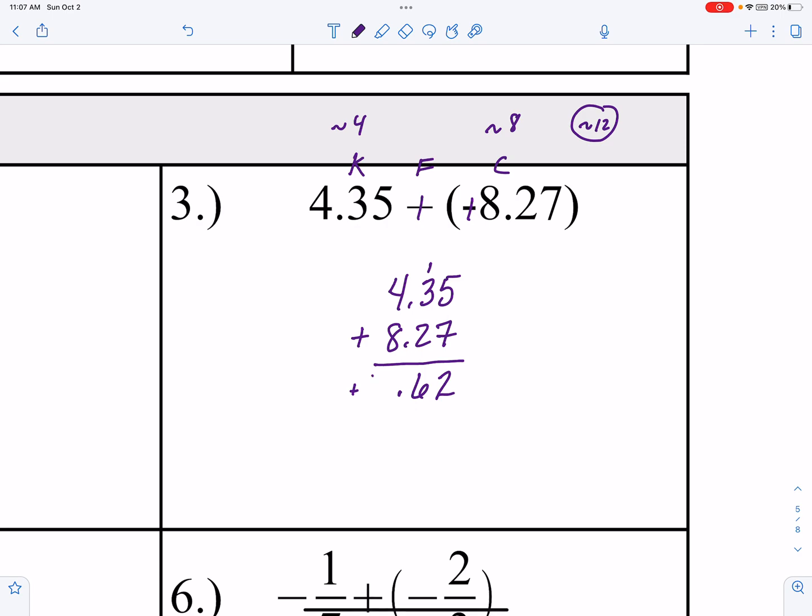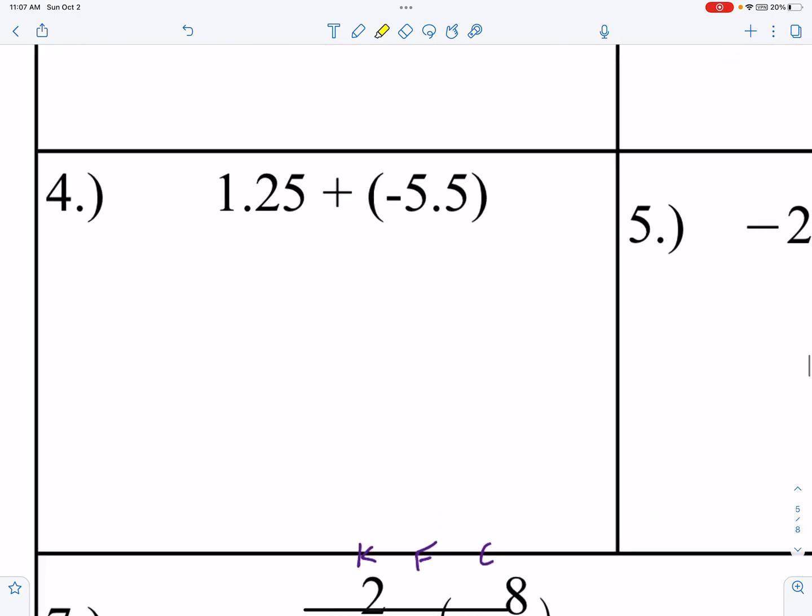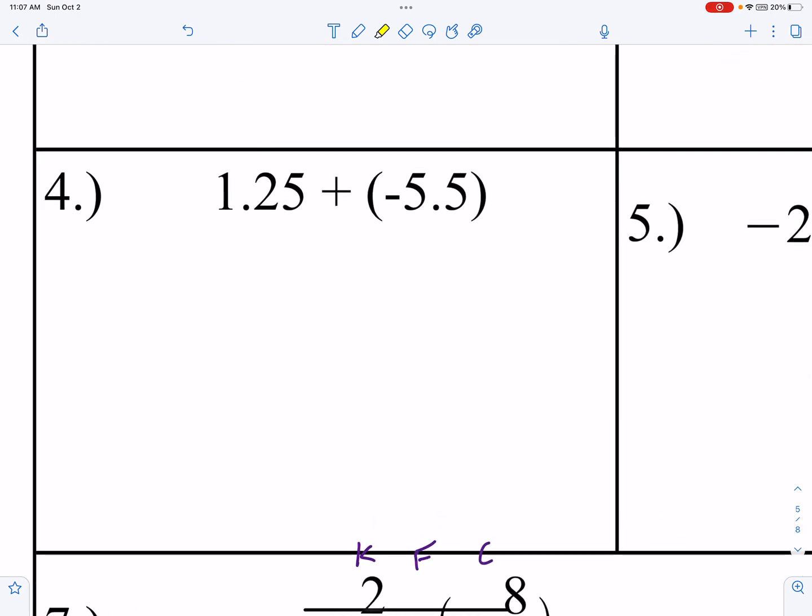And then 8 plus 4 is 12, okay? And my answer is pretty close to my estimate, and so we're good there, okay? All right, down to number 4. Yay, addition, I get to sing my song.